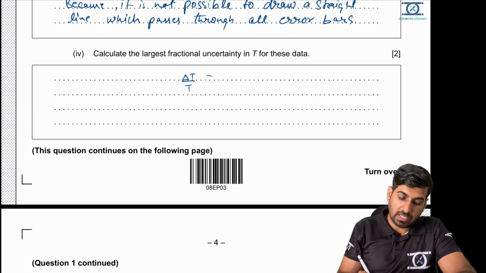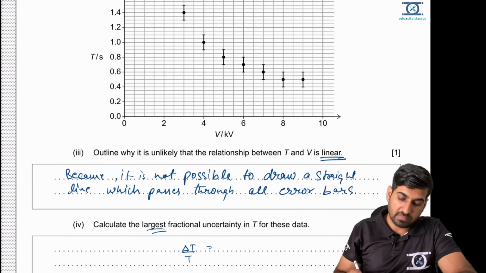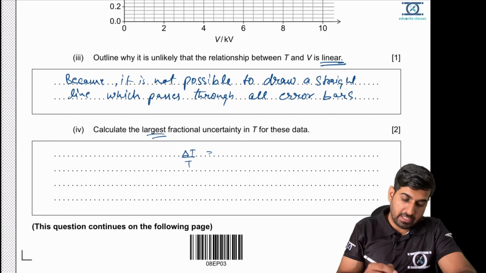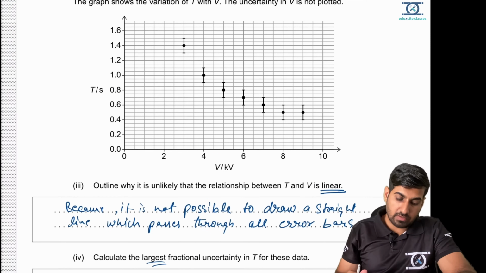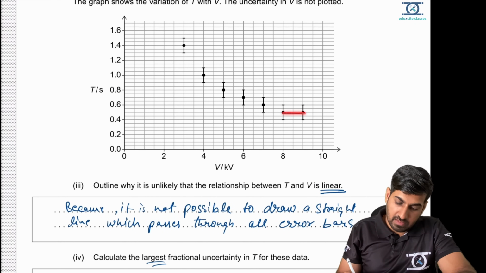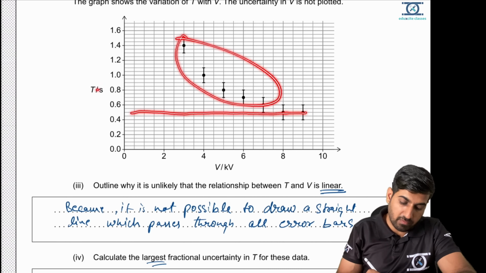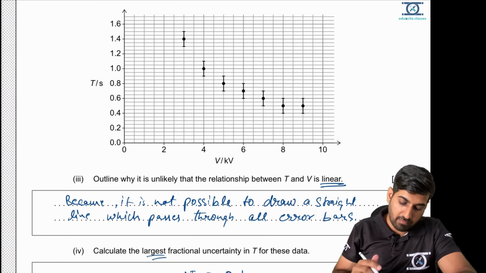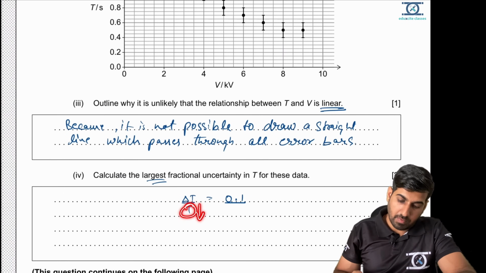Delta T over T will be largest when, look, the uncertainty in T is the same. You can see here it is 0.1 second, right? So delta T is the same for all, 0.1. Now for the largest, the T has to be minimum. You can see these are the data where T is minimum. The rest all have higher values of T. Because we have to find the largest, the denominator has to be minimum.